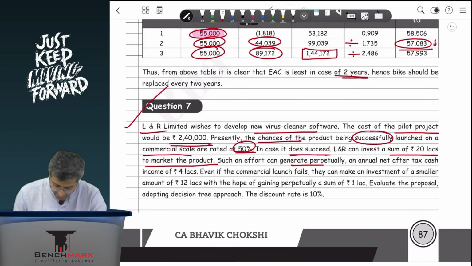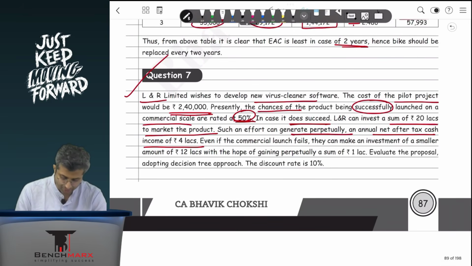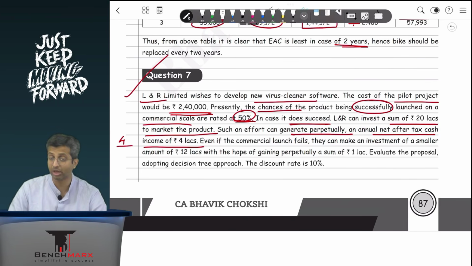Such an effort can generate to perpetuity an annual net tax cash income of 4 lakhs. This is 4 lakhs of cash income per annum up to perpetuity. Now, for any cash flow up to perpetuity, if you want to find the present value, you can use Gordon's formula. That is, let's say, cash flow 1 upon the discount factor minus G. Okay, so this is 4.